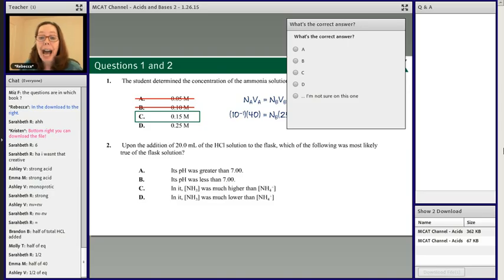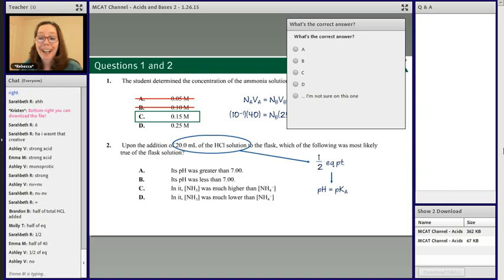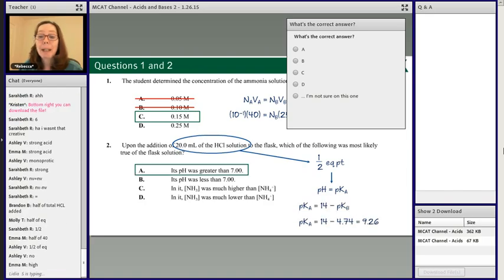So if we're at the half equivalence point, that means that the pH equals the pKa for our ammonia. Aha! And if the pH equals the pKa, is it possible for C or D to be true? Nope. And since it's a base, is its pH going to be high or low? It's going to be high simply because it's basic. That alone would be enough to tell us.